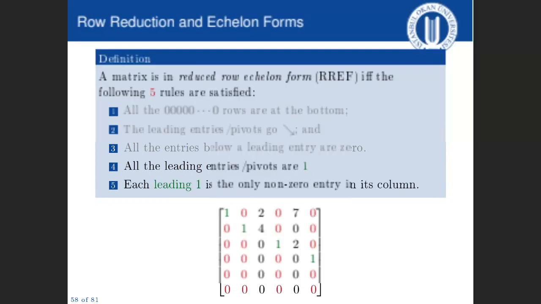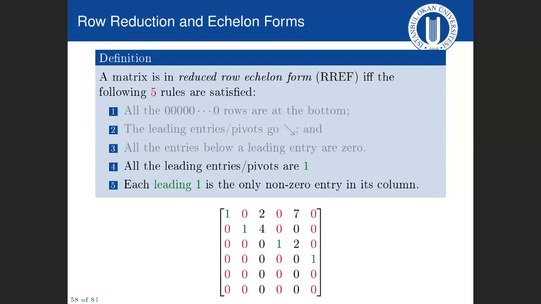And rule number 5, each leading 1, each pivot, each leading entry, which is a 1, is the only non-zero entry in its column. Look at the matrix at the bottom. Every time we've got a green 1, all of the numbers above it and below it must be 0.